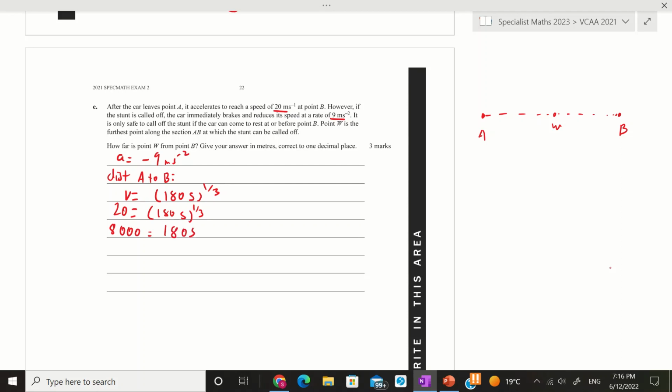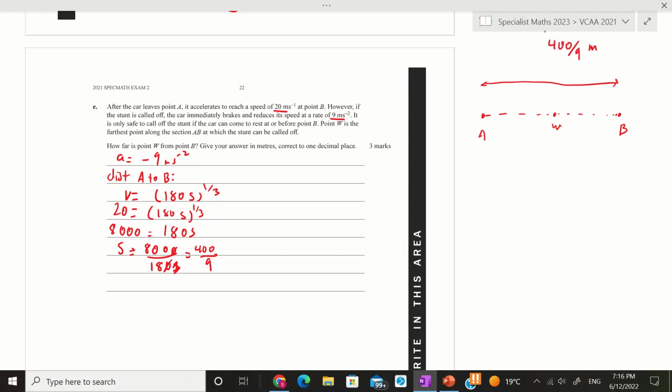Obviously you can do this bit on the calculator, but I'm just going to finish it off now. 180s, sorry, no s here now. This cancels out: 8,000 on 180 becomes 400 on 9. So the distance from A to B is 400 on 9 meters.